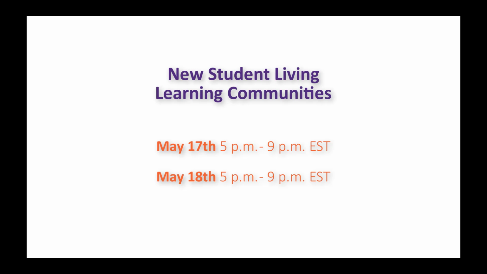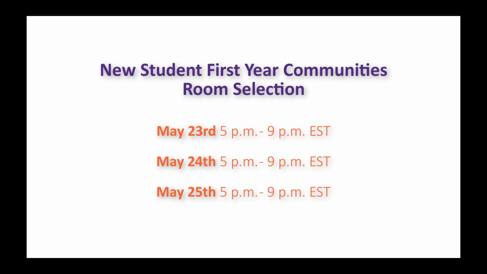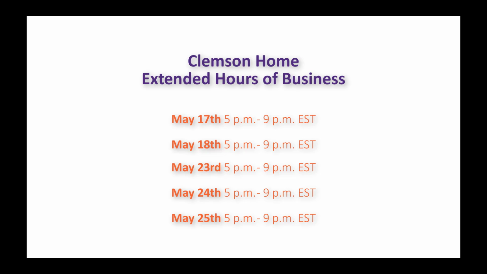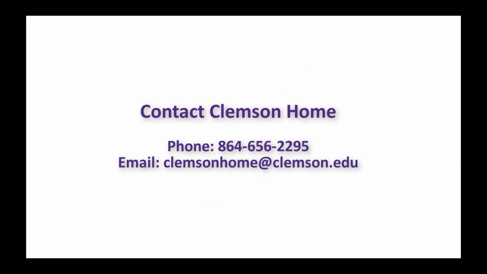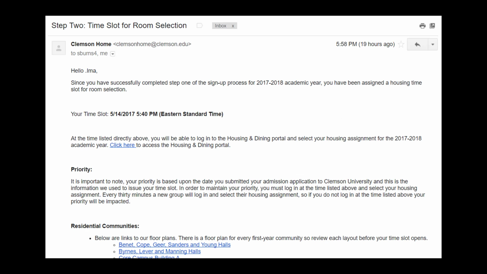For new students in living learning communities, room selection will be May 17th and May 18th from 5 to 9 p.m. Eastern Standard Time, and for new students in first-year communities, room selection will be May 23rd through May 25th from 5 to 9 p.m. Eastern Standard Time. Our office will offer extended hours of business on these evenings during these time periods. You may call Clemson Home at 864-656-2295 or send an email to clemsonhome@clemson.edu.